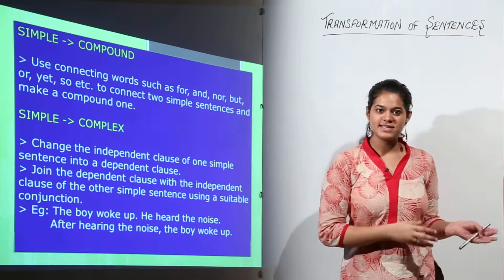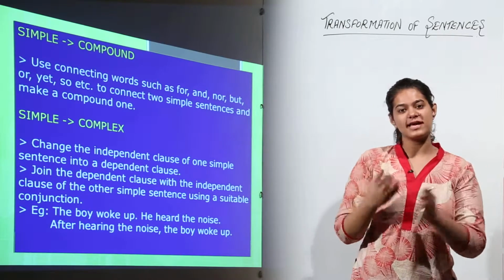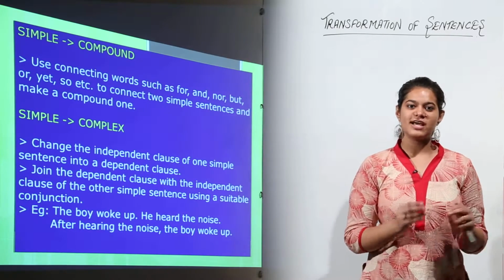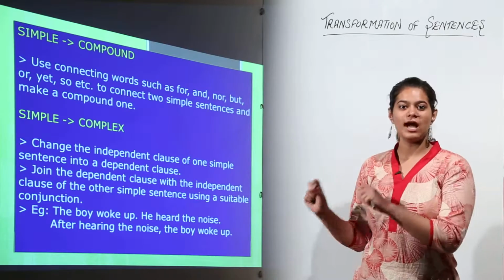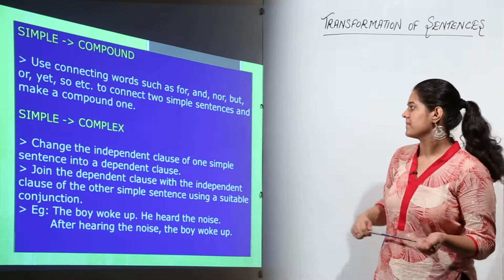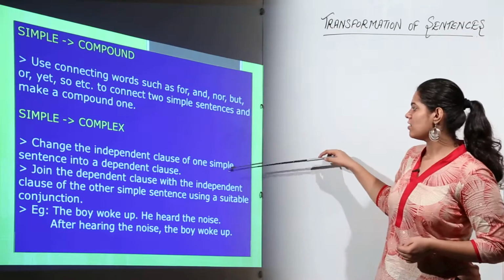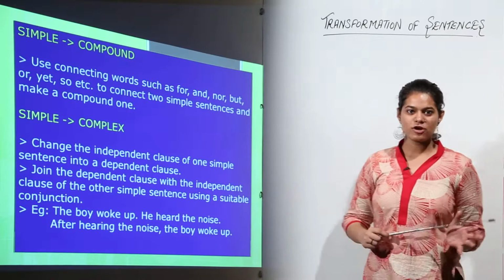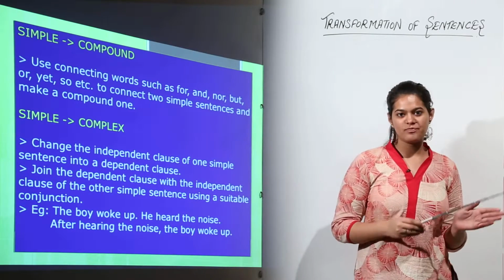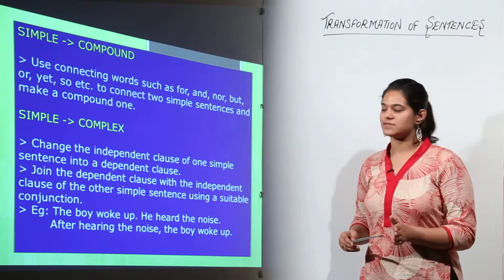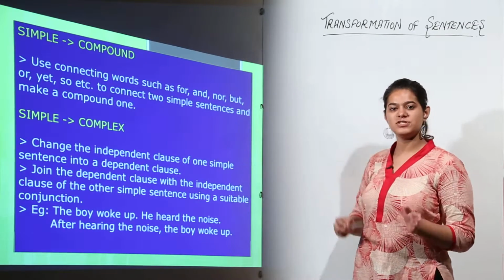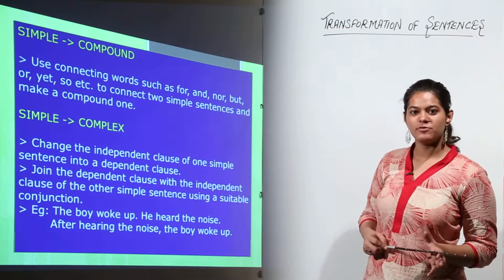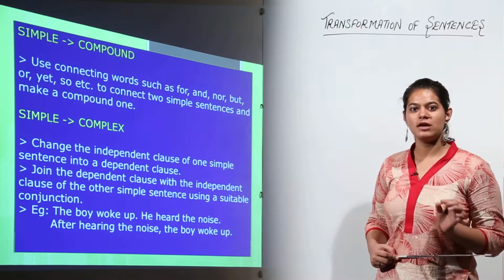Like we just saw the sentences, the dog barked, the cat yowled. They can be put together and made into one compound sentence such as, the dog barked and the cat yowled. So and has been used here. Next, simple to complex. We can change the independent clause of one into a dependent clause. As we know, in a complex sentence we need an independent clause and a dependent clause. So one of the independent clauses can be changed into the dependent clause, right? And when we join them using a conjunction, then we obtain a complex sentence.